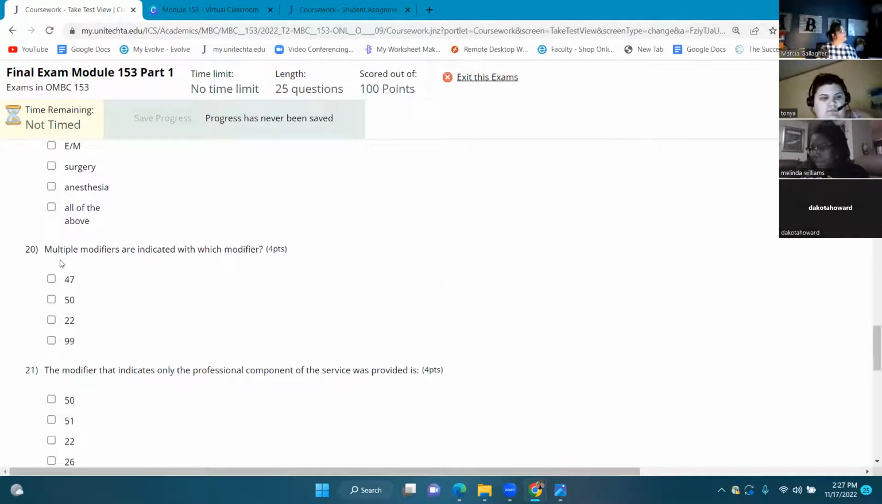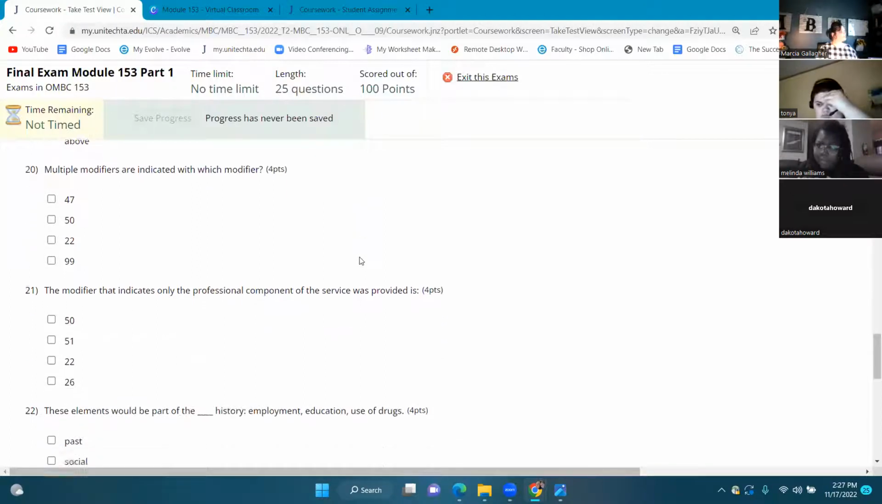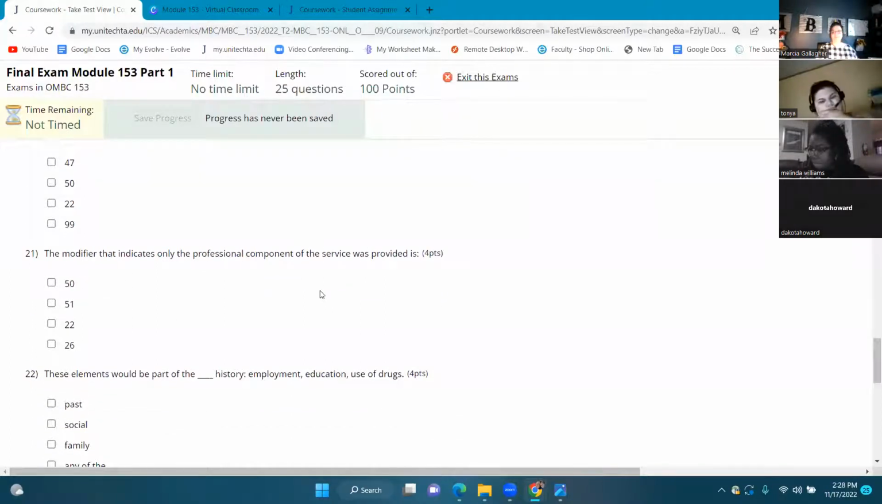All right. Multiple modifiers are indicated with which modifier: 47, 50, 22, or 99? 99. 99 says multiple modifiers. For some reason, I remember that one easily too. There's no rhyme or reason. What we remember, some stuff just sticks.